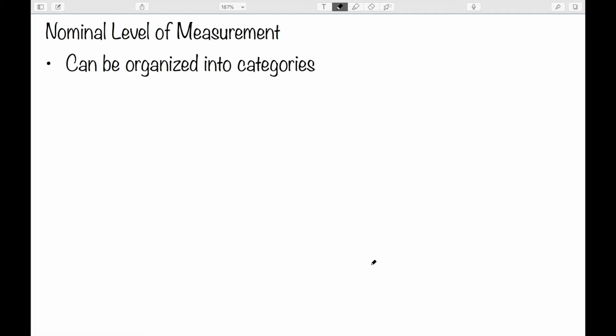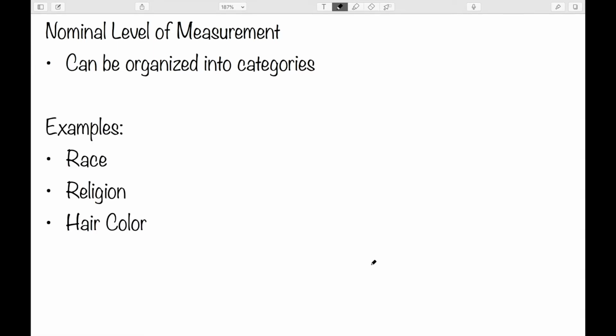The first level of measurement is the most basic one, the nominal level of measurement. And this is for data that can be organized into categories. And it has no other particular properties other than we can just organize it into categories. And examples include race, religion, and hair color. All of these variables we can organize individuals into particular categories.